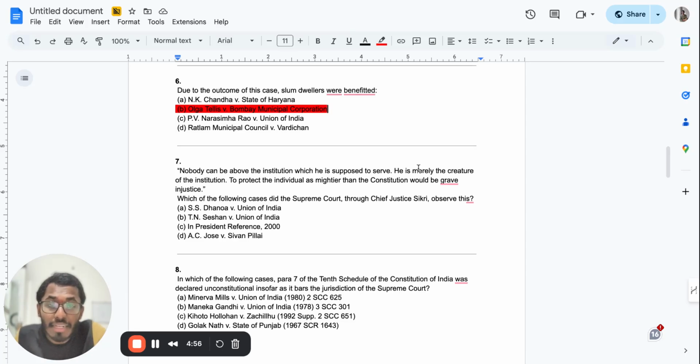He is merely the creature of the institution. To protect the individuals as mightier than the constitution would be grave injustice. Which one of the following Supreme Court, through the Chief Justice, strictly observed this? In which case was it?